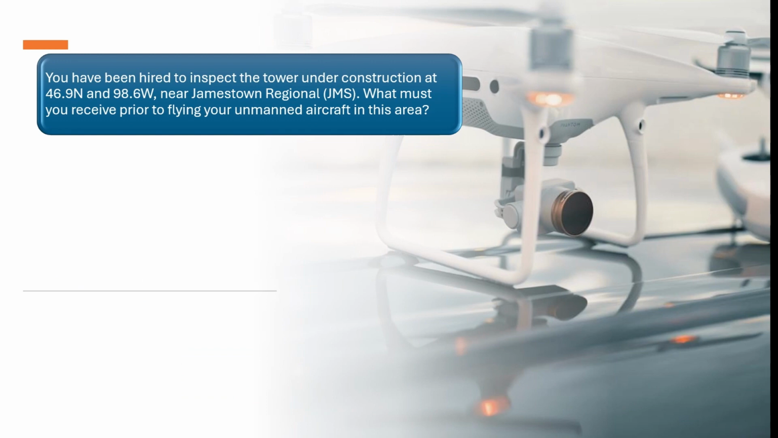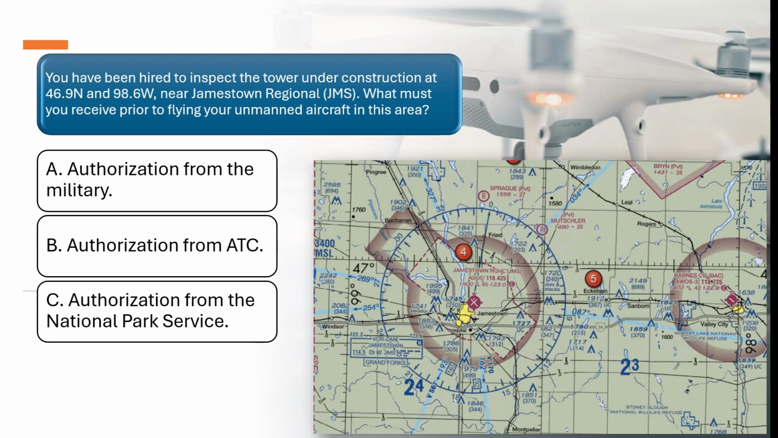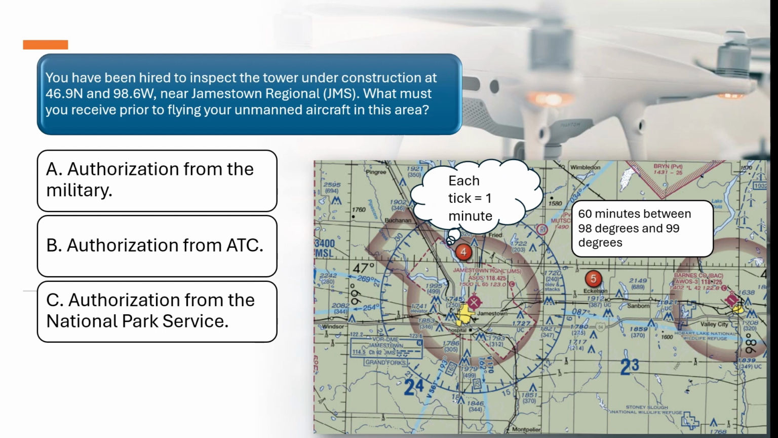You have been hired to inspect the tower under construction at 46.9 North and 98.6 West, near Jamestown Regional Airport. What must you receive prior to flying your unmanned aircraft in this area? Refer to the figure on the right. Each tick mark on the VFR sectional chart represents 1 minute of latitude or longitude. There are 60 minutes between each degree of latitude and longitude. We can see that there are 60 minutes between 98 degrees and 99 degrees west longitude in this example.